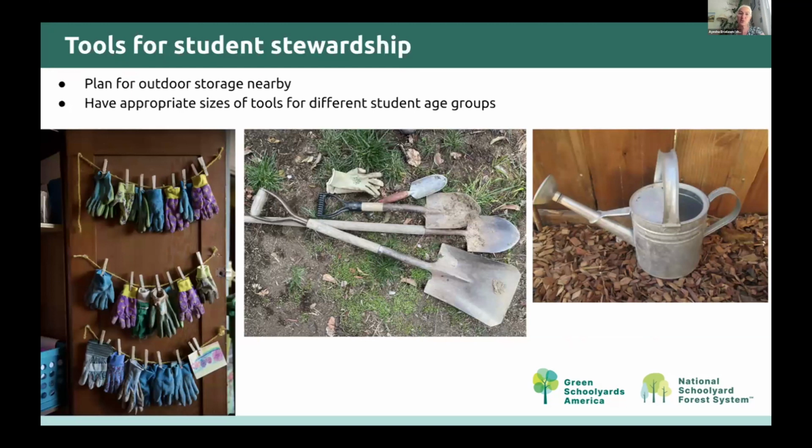Again, thinking about design, you want to plan for having these tools around, and where are you keeping them? You need some storage area that is nearby and easy to get to, and potentially lockable as well, and have different sizes of tools for different student age groups at your campus.